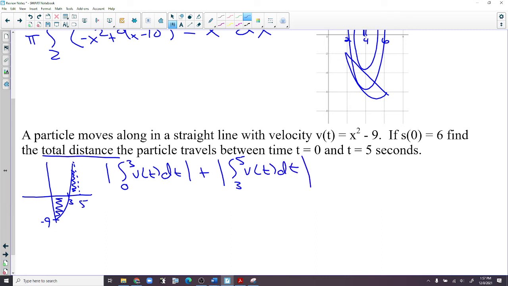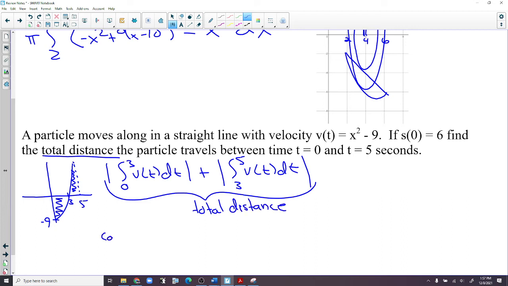Now, if you don't know what the graph looks like, you have to at least be able to get the zeros. So you're going to split that over the zeros and make sure all of the area is counted as positive. So this right here is total distance traveled.